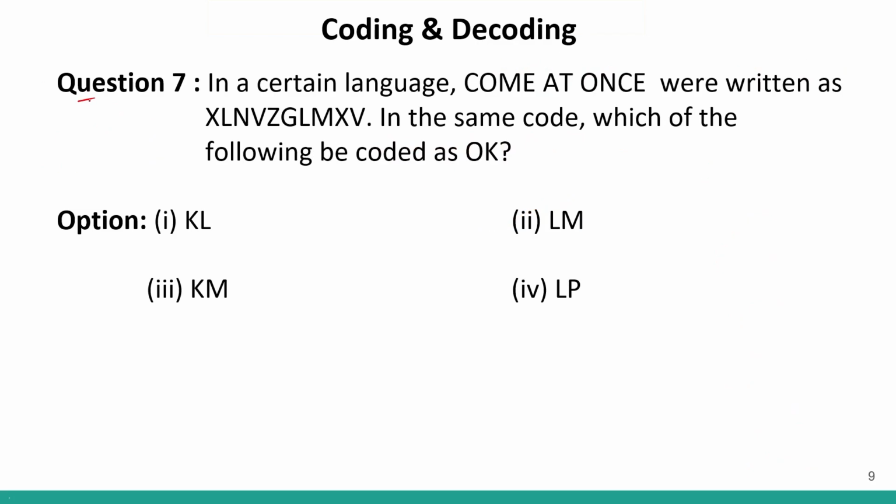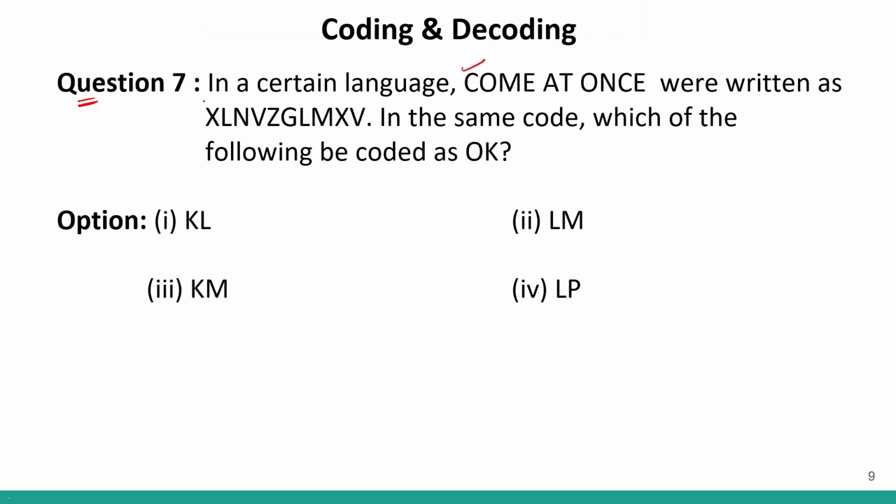Moving on to question number 7. In a certain code language, come at once is written like this. We have to find which of the following will be coded as the same code, OK. So now if I look over here, how many alphabets do we have? 1, 2, 3, 4, 5, 6, 7, 8, 9, 10. 10 alphabets we have, and we have 10 code letters. Correct? So each alphabet has one code.